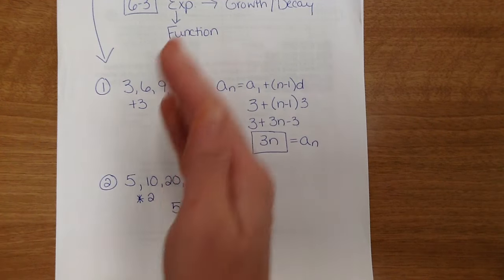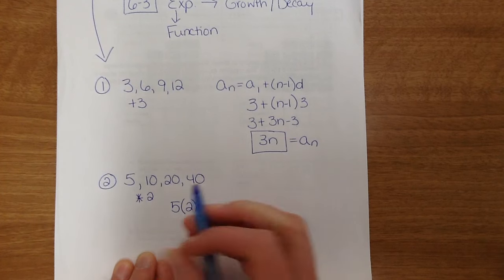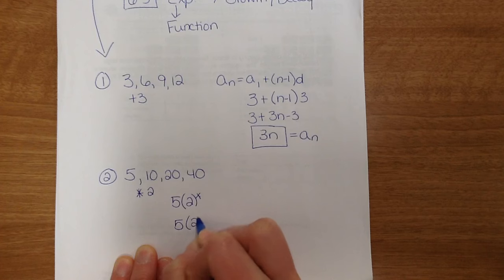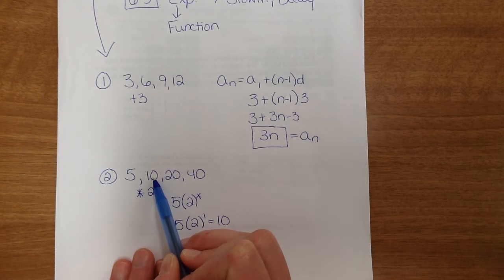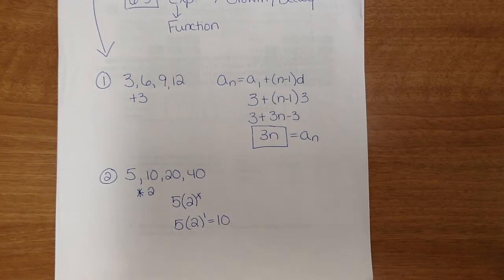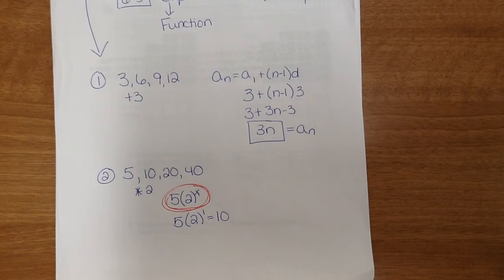So this is kind of the difference between arithmetic and exponential. So this right here does not work. Because if I put a 1 here, that's 5, 2 to the first power, that gives me the second position. So what I have to do is I have to alter this formula. That is the definition of geometric, okay?